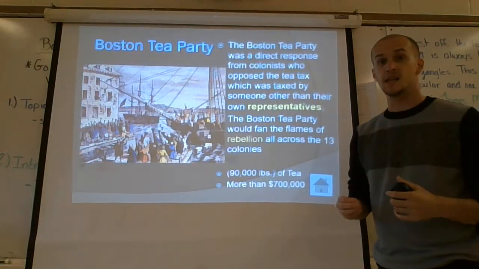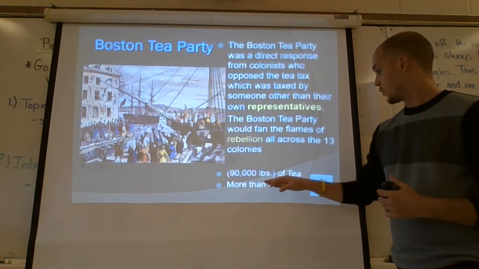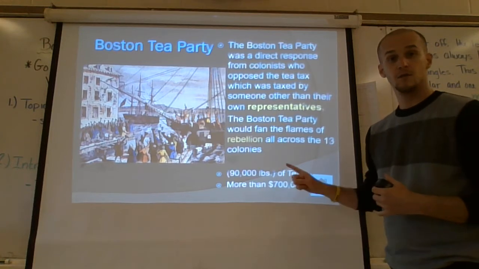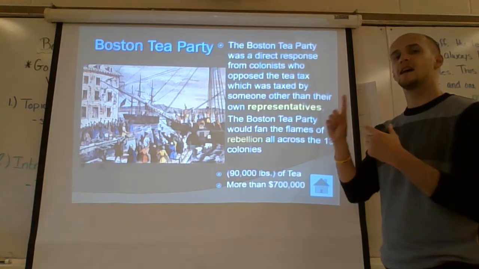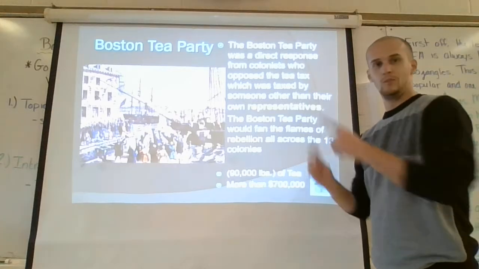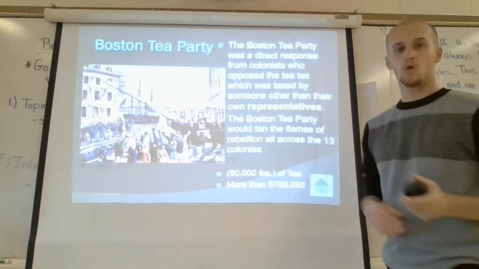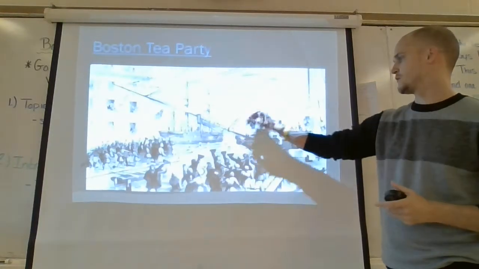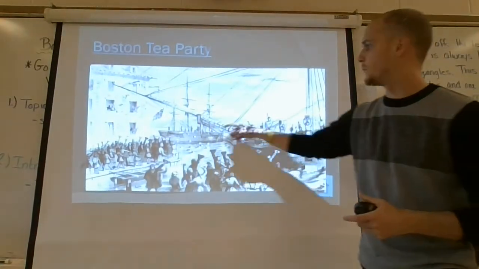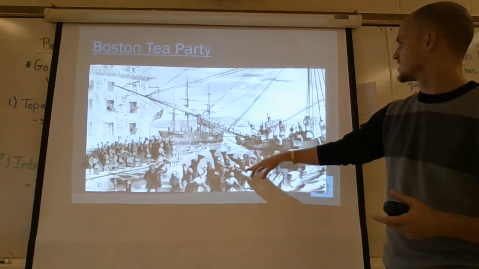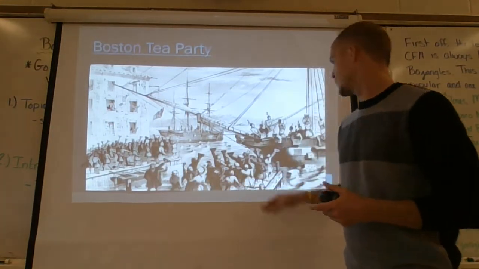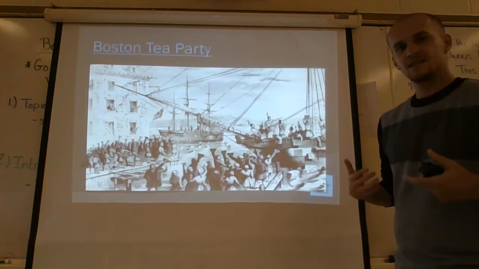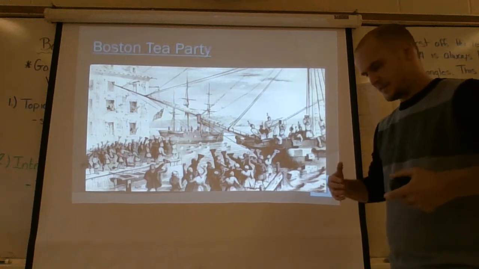90,000 pounds of tea, worth more than $700,000 then. $700,000 then is worth way, way more today. And so you see they were disguised as Native Americans. They're dumping the tea into the harbor. People are celebrating. People were celebrating this act, this protest, this defiance.